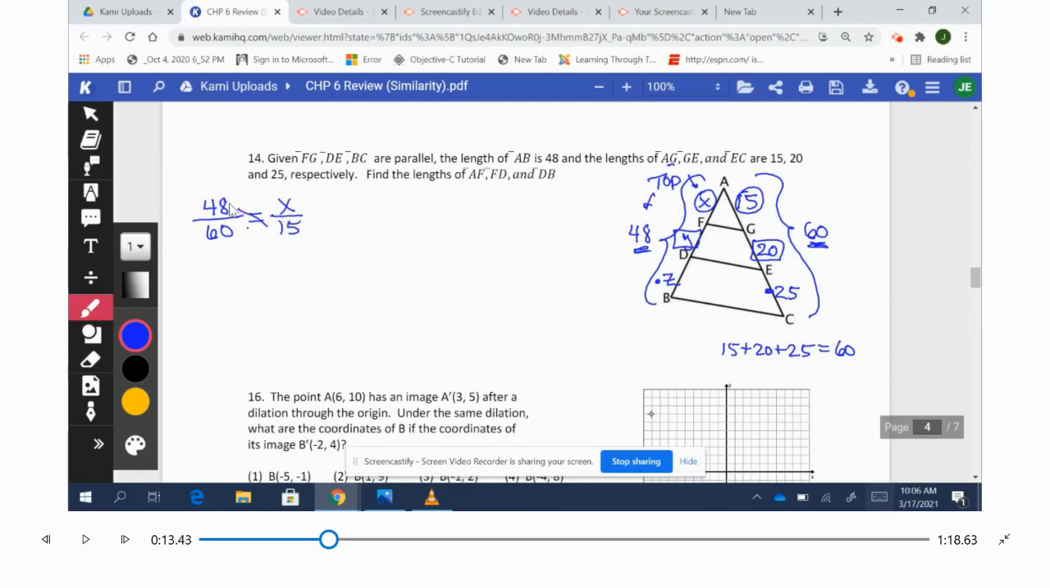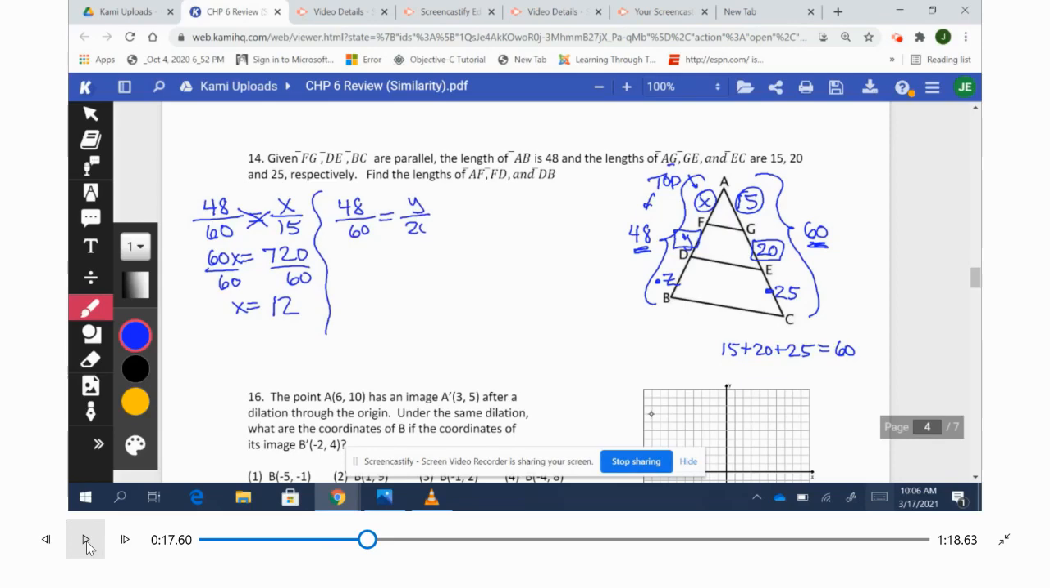So I decided to put the 48 on top. What I'm trying to do is remind myself to be consistent, always putting these on top. So I'm going 48 over 60 will equal x over 15, and then solve.